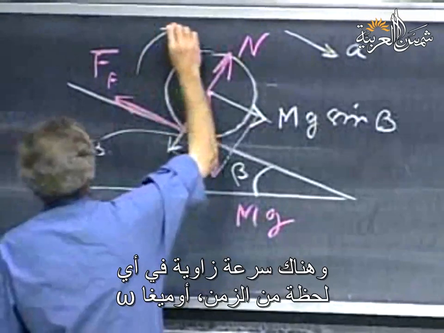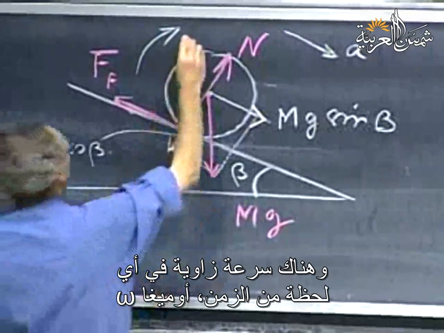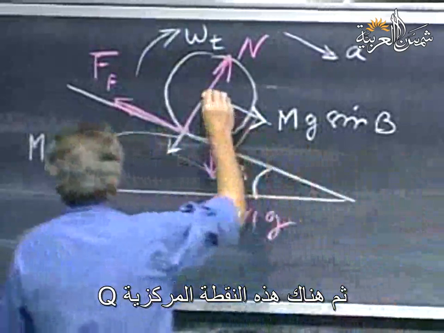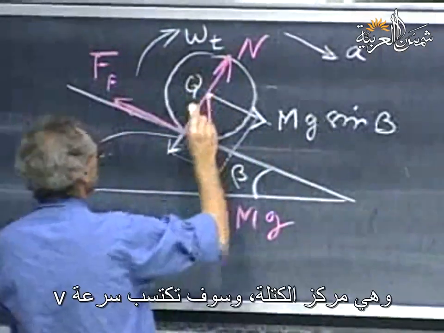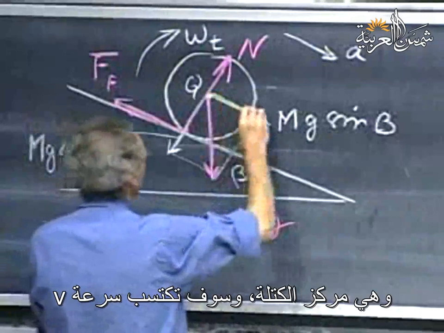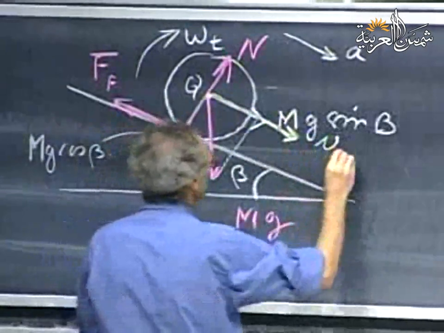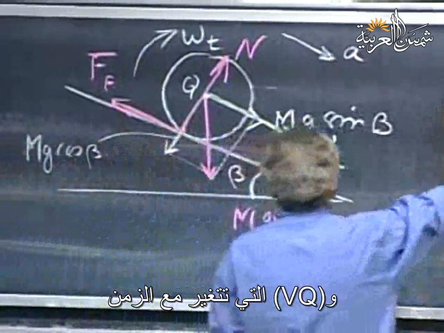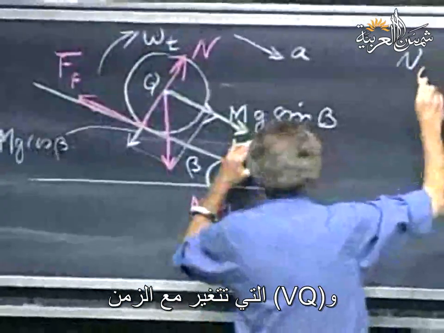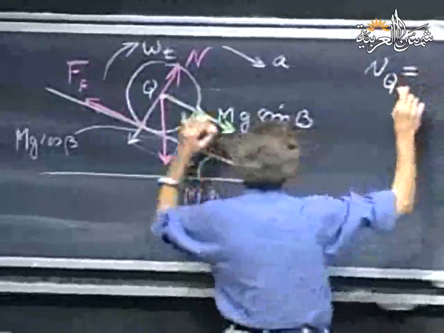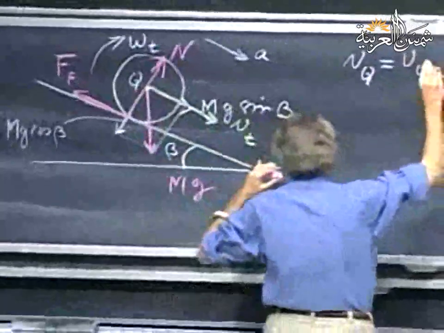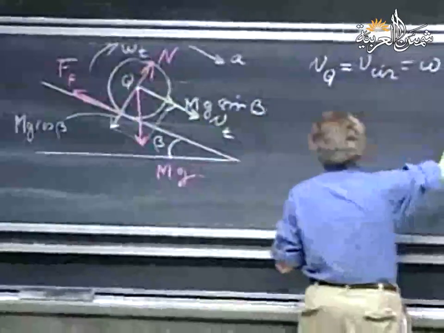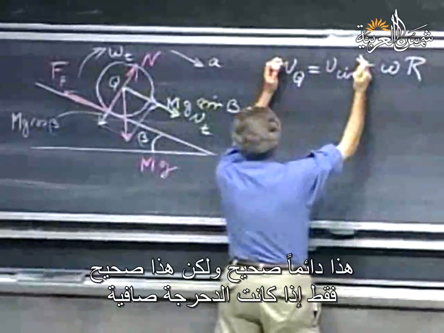There is an angular velocity at any moment in time, omega, which will change with time, no doubt. And then this center point Q, which is the center of mass, is going to get a velocity v, and that v will also change with time. And the v of the point Q, which changes with time, is v of the circumference, because that is the condition of pure roll. That equals omega r. This is always true, but this is only true when it is pure roll.